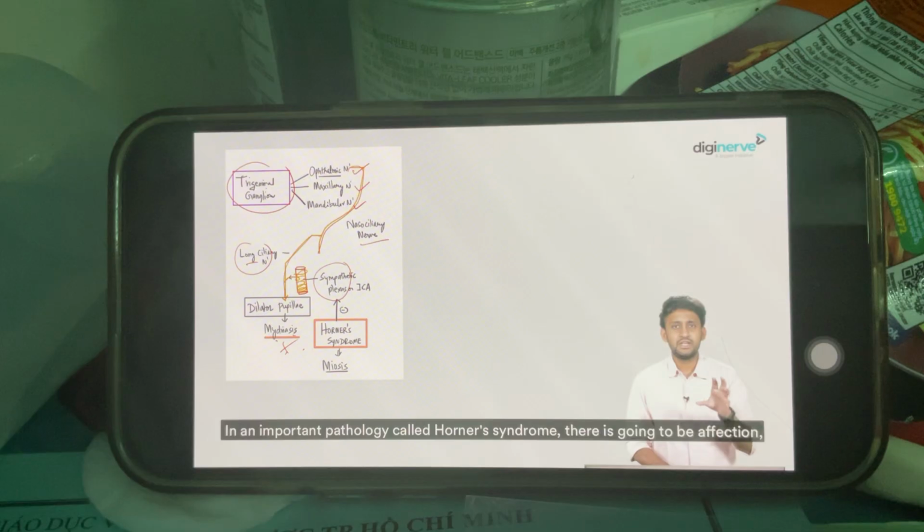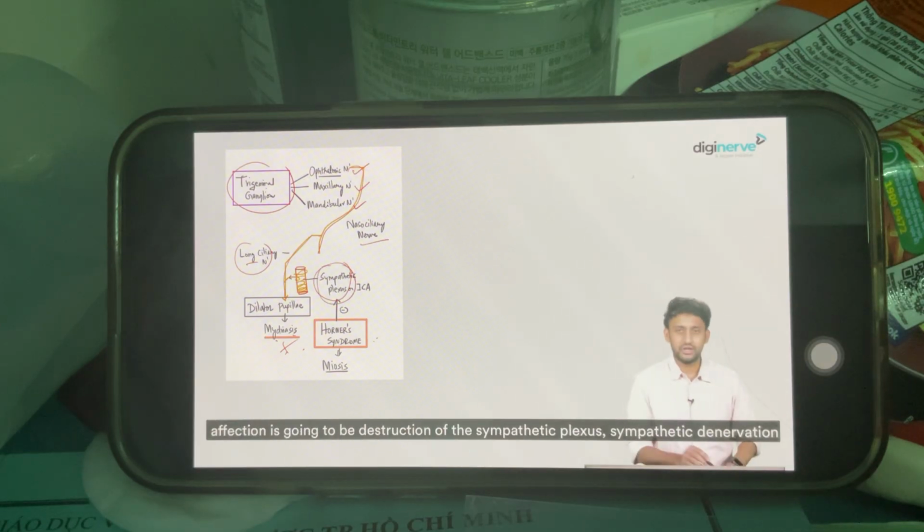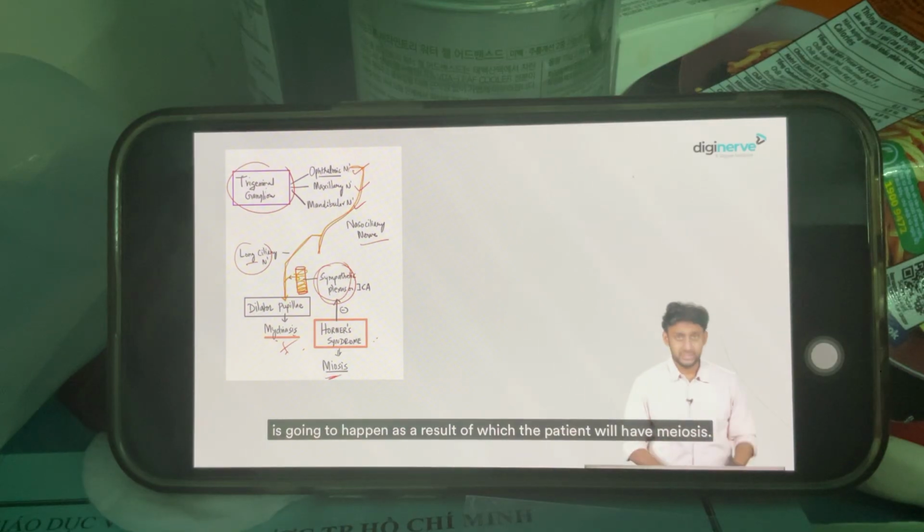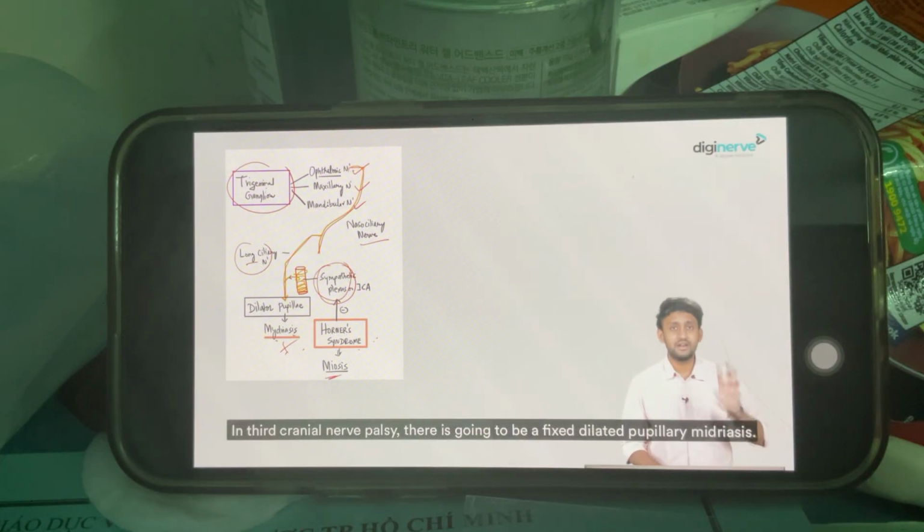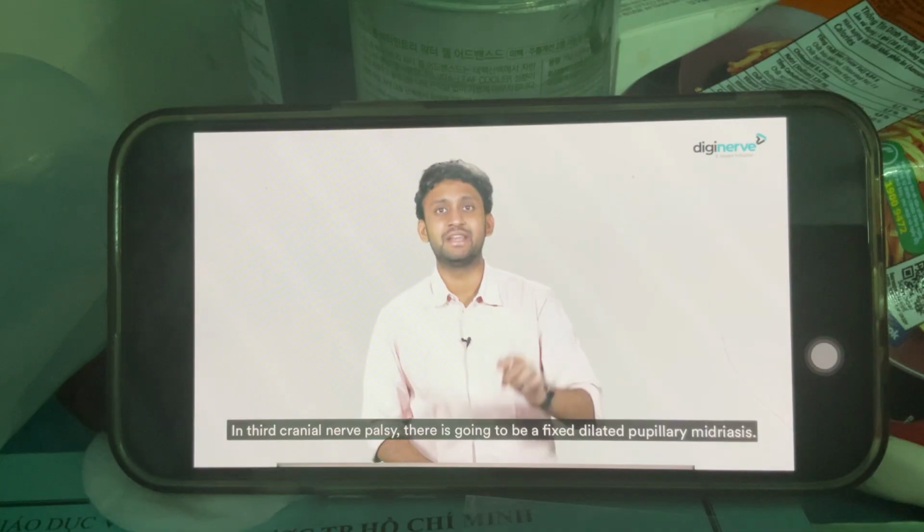In an important pathology called Horner syndrome, there is going to be destruction of the sympathetic plexus. Sympathetic denervation is going to happen, as a result of which the patient will have miosis. So in Horner's, it's going to be miosis. In third cranial nerve palsy, it's going to be a fixed dilated pupil, mydriasis.